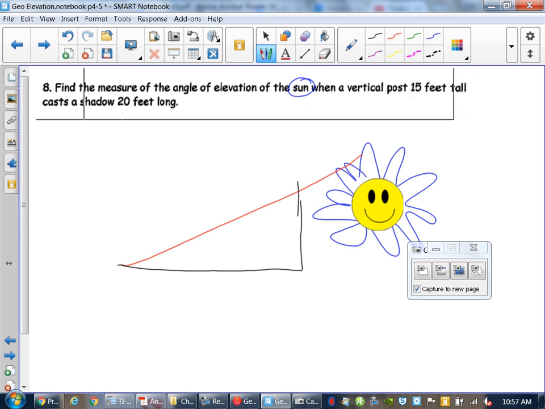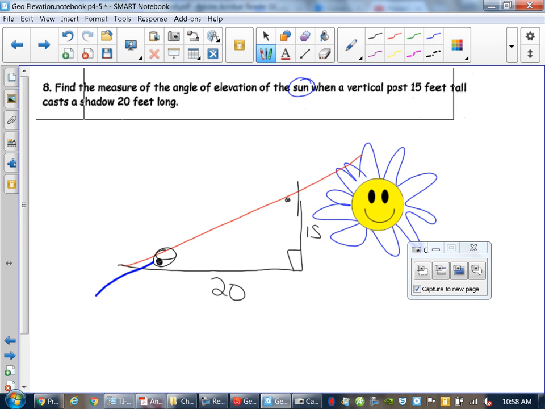The post, when you have a vertical post, which direction is vertical? Up and down. So your vertical post is 15 feet. Shadows are cast along the ground, the floor, yes. Is this the angle here, the elevation, or is the angle up top the elevation? Bottom. Angle of elevation is line of sight, looking up.